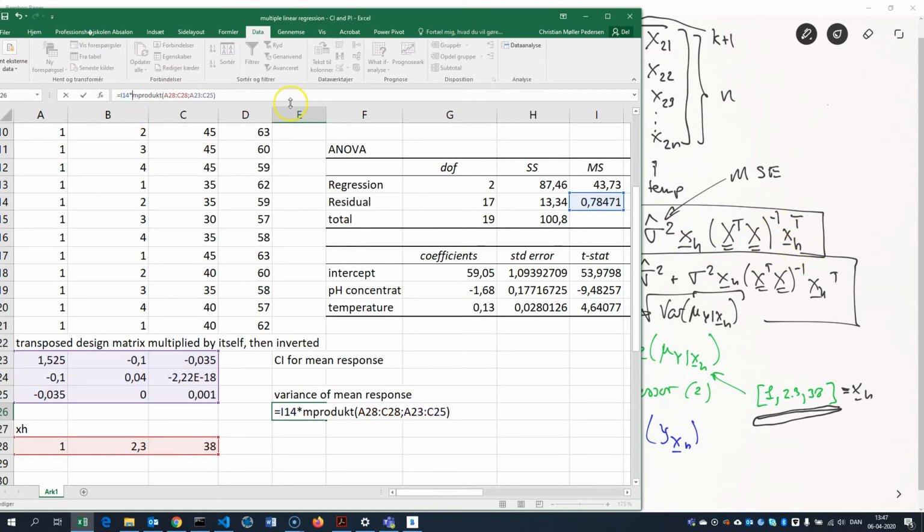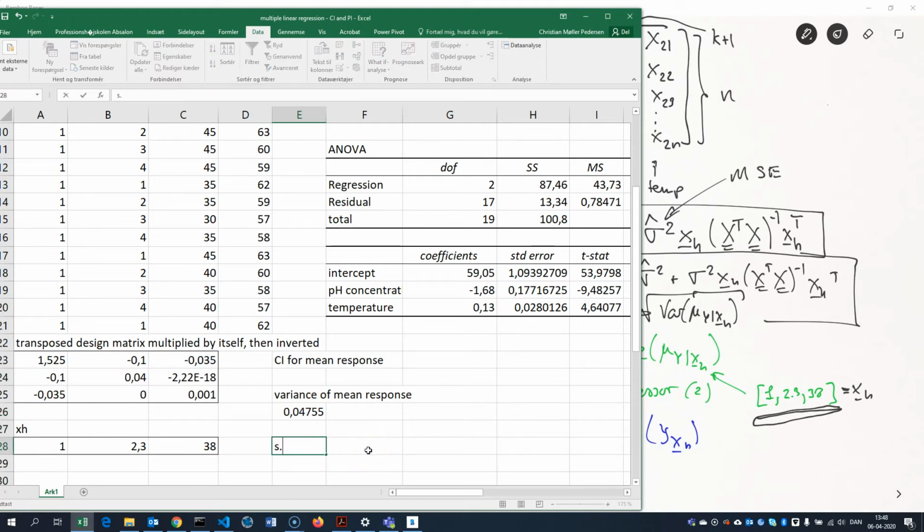So I'll make a new product here, M product, or M mult, and I should transpose this one. So transpose this matrix here, like that, and close the bracket here. And then I need to press Control Shift Enter to get the result. So that's the variance of the mean response.